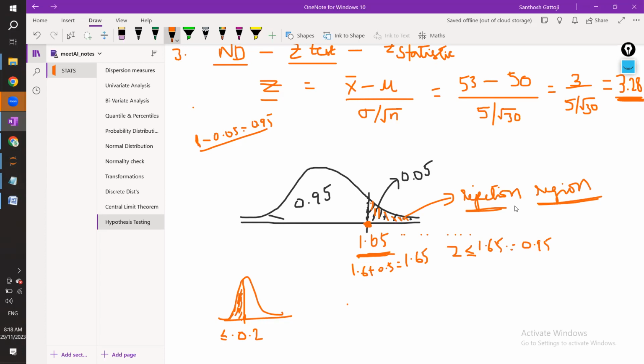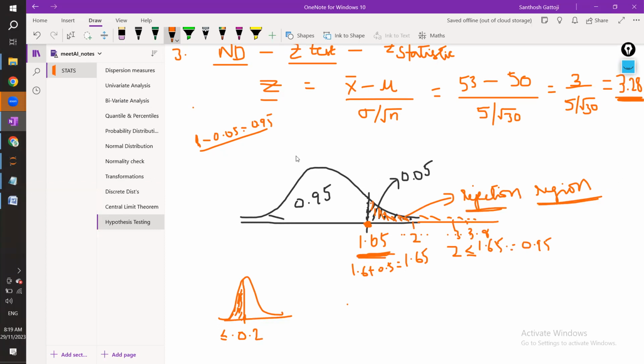Yes, Santosh. Now if you see the test statistic 3.28, if this is 1.65, where will the 3.28 be, guys? Somewhere here you will have some 2, somewhere some 3, and somewhere some 3.8. So obviously it is falling in the rejection region. But why are we taking 0.05 only in that area? We can take it anywhere, right?